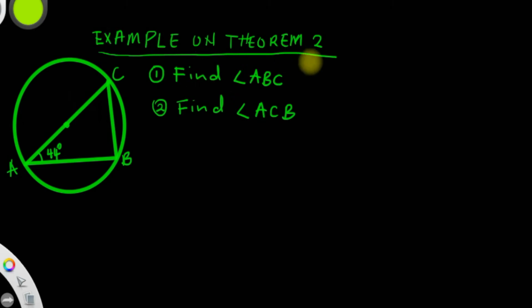So in this example, we are asked to find angle ABC. This is the angle we have to find. And then we are also asked to find angle ACB. This angle. So how do we go about this?